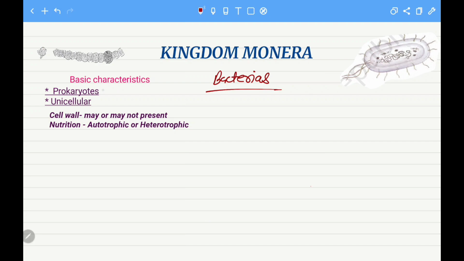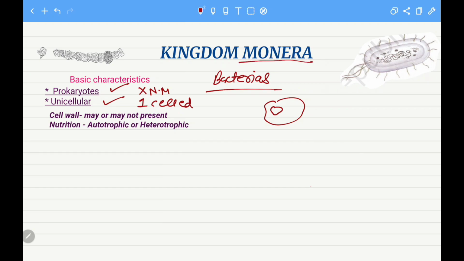First one is prokaryotes. So bacteria, which are prokaryotes, are part of Kingdom Monera. Prokaryotes means they have no nuclear membrane. The genetic material is spread inside the cell in the cytoplasm, and there is no membrane bound system. Next is unicellular. It means they have a single celled body structure. No multicellular body design, only a single cell is present. So prokaryotic and unicellular organisms come under Kingdom Monera.